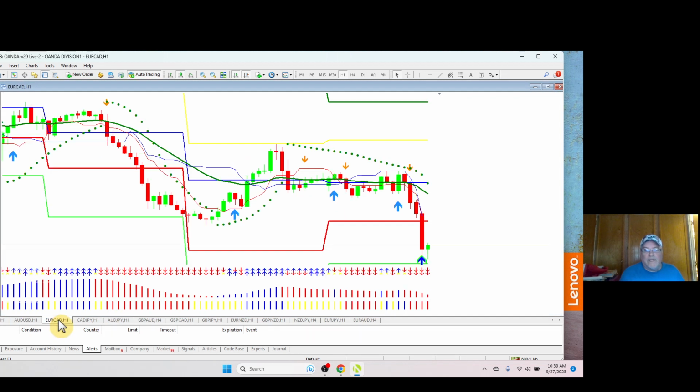And euro CAD 1 hour. Okay. That had made a 1 hour candle. Let's see what this low is. Is that 142.04? And 1.5. So Euro CAD looks very interesting, because right now I think it's past my parameters.